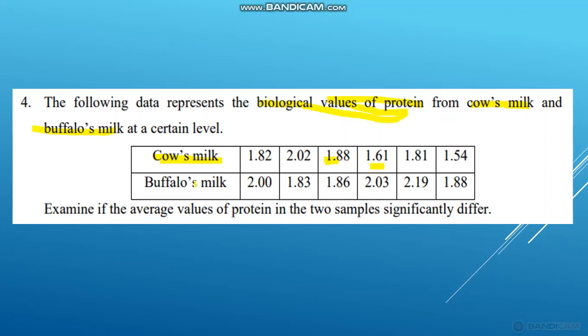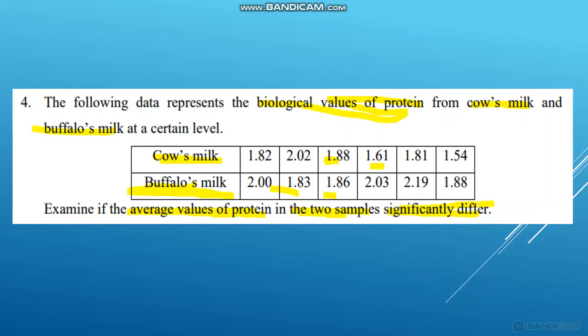Similarly, in the buffalo milk they gave the protein values as 1.8, 1.86, 2.03, like this. So we want to examine whether the average value of protein in the two samples is significantly different or not. This is what we want to test.